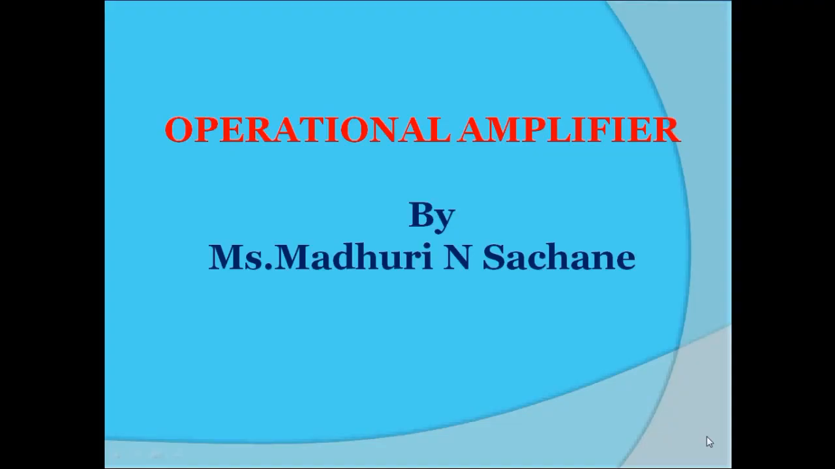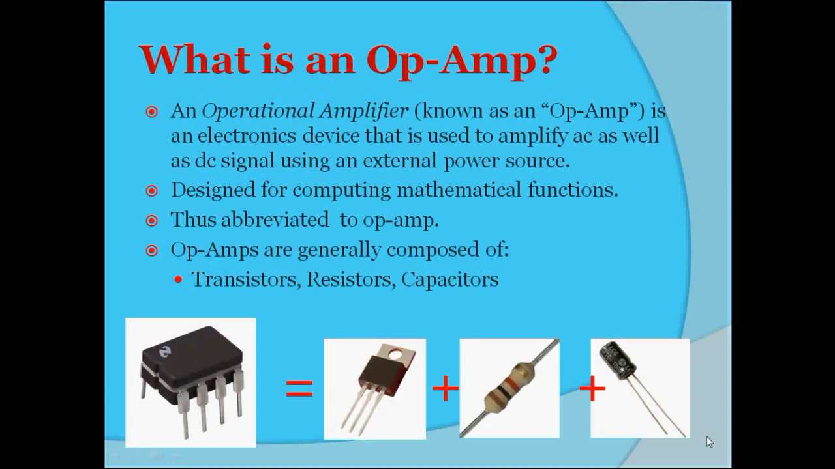What is an operational amplifier? An operational amplifier is an electronic device that is used to amplify AC as well as DC signals using an external power source. Originally, these operational amplifiers were designed for computing mathematical functions such as addition, subtraction, multiplication and integration. Thus, the name operational amplifier is abbreviated to op-amp. Op-amps are generally composed of transistors, resistors and capacitors.